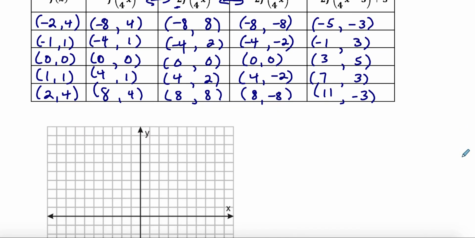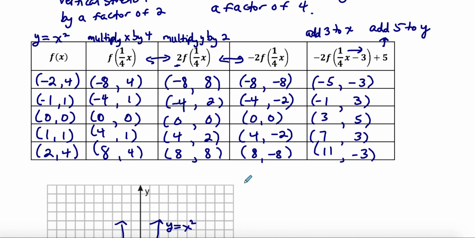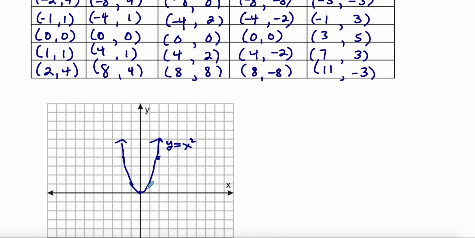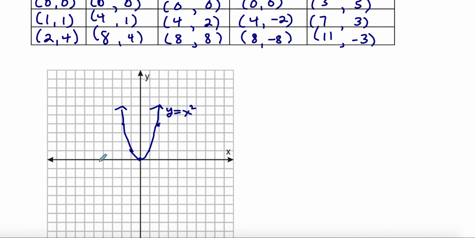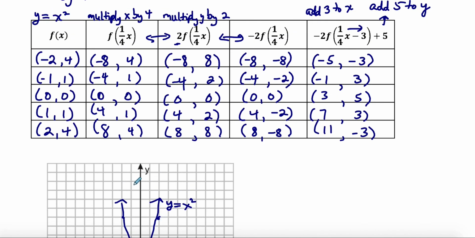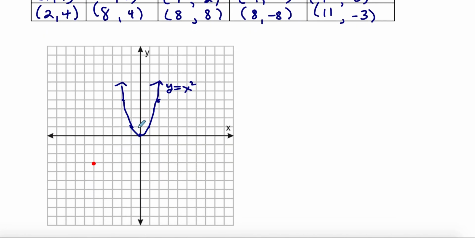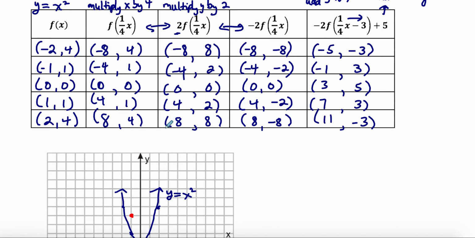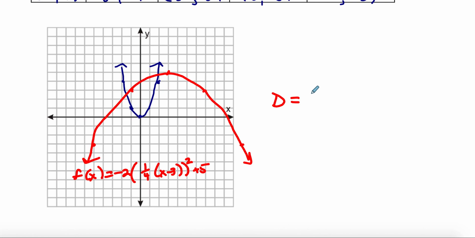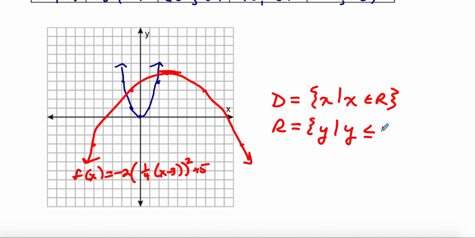I'm going to graph the parent function on here as well. So my new points: -5, -3, and -1, 3, 3, 5. And the domain of this new function is the set of x, such that x is an element of all real numbers. Just all of the numbers along the x-axis. And the range, our highest point here is 5. So the range is the set of y such that y is less than or equal to 5 because it's opening down, and y is an element of all real numbers.